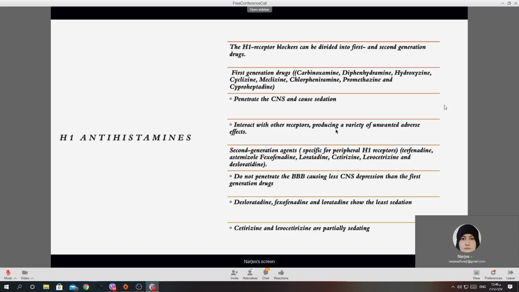Basically, this is done through the blockade of H1 receptors. From its name, an H1 blocker will antagonize the effect of histamine through H1 receptors only. It has no effect on H2 receptors because H2 receptors are found in the stomach, so we're not going to talk about this. It's all about antagonizing the H1 effects.